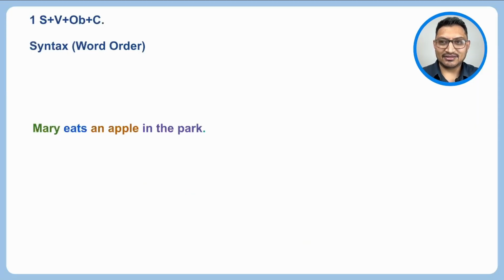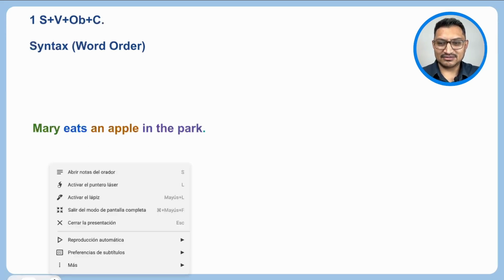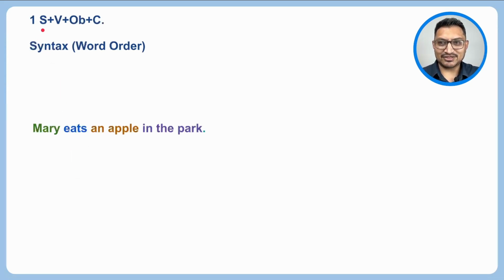Let's start then. So when you have a sentence, you need these elements: subject, verb, object, complement, and period. These elements in this sequence is called syntax, also known as word order.